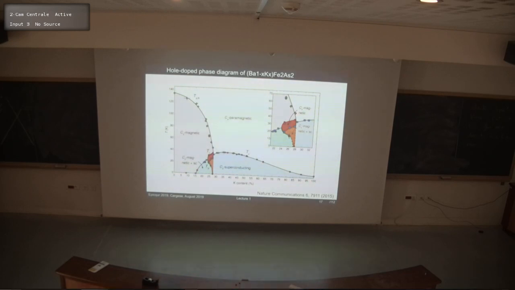Now another contrast is the family of the hole dope. So far, cobalt doping gives electrons, and in the hole dope case of the same 1-2 family, we replace potassium for barium atoms, and we hole dope the system. And here, there is no differentiation between the structural and magnetic transition.